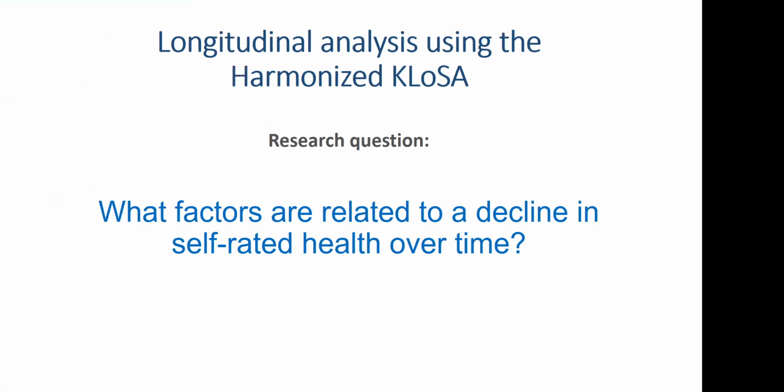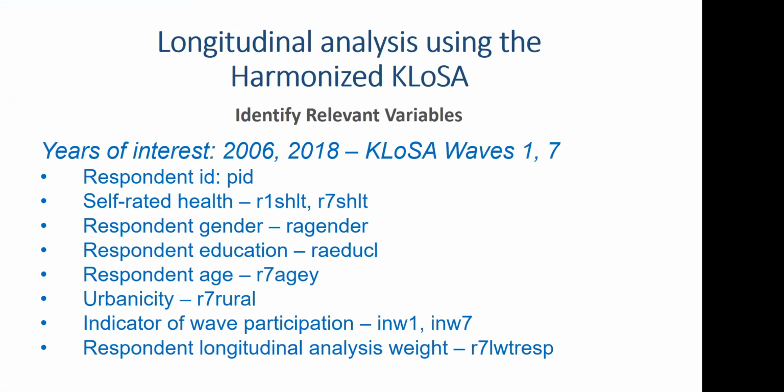So now we're going to start our longitudinal analysis using the Harmonized KLOSA. We're going to find out what factors are related to a decline in self-rated health over time. To do that, we're going to be looking at 2006 and 2018, which happen to be waves 1 and 7 of KLOSA. As we went over before, we're going to be using the respondent ID and self-rated health, but this time we'll be adding self-rated health from wave 1.